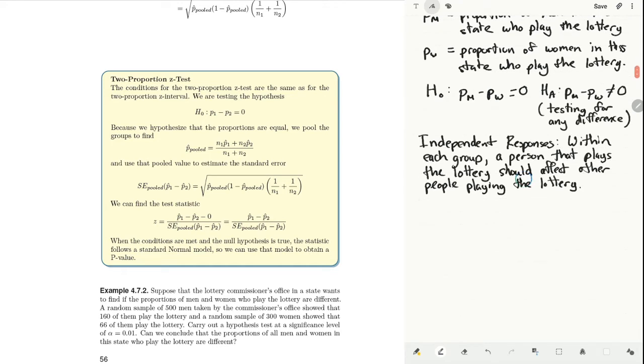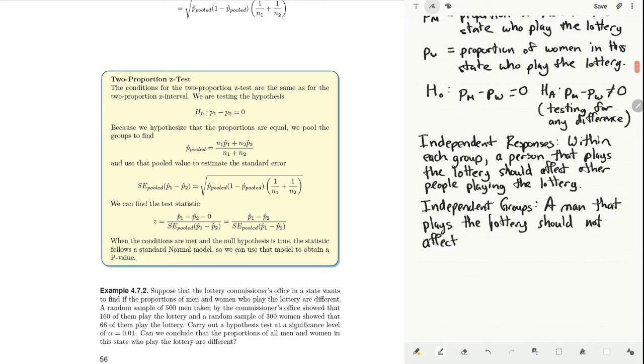And we also have the independent groups assumption. And so for this case, a man that plays the lottery should not affect a woman that plays the lottery, and vice versa. And so a woman that plays the lottery should not affect a man that plays the lottery. So the groups are independent of each other.